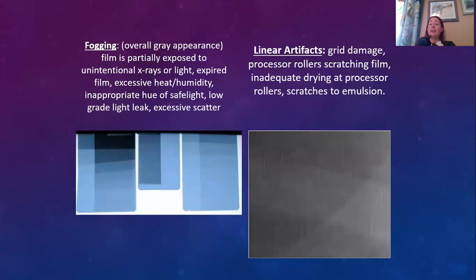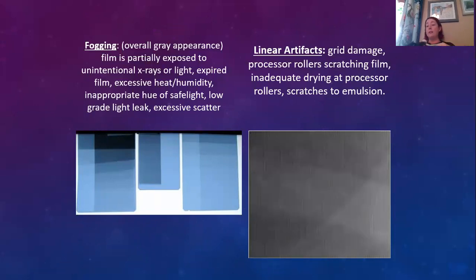Fogging is another one. Fogging is going to be adding a gray appearance or a plus density to our film. The film could be unintentionally exposed to light, to X-rays, to heat, humidity, to chemicals, low-grade light leaks, having someone's cell phone or smartwatch turn on while we're processing our film, or it could be due to excessive scatter. And then we have the linear artifacts, which is grid damage.